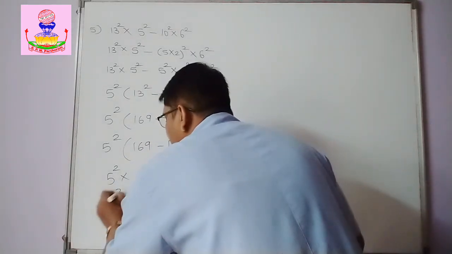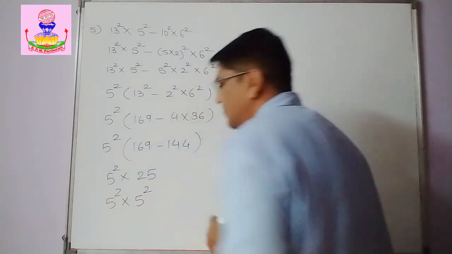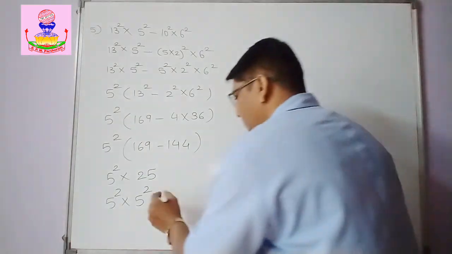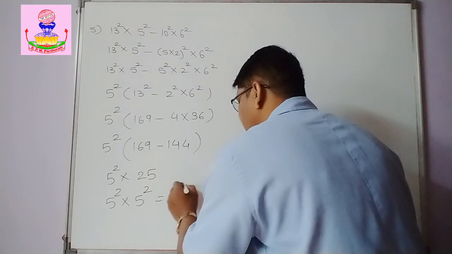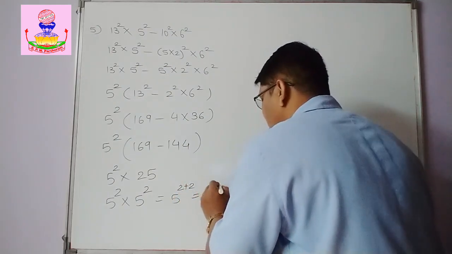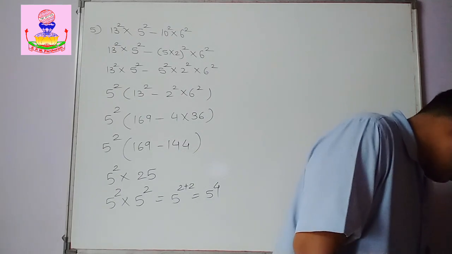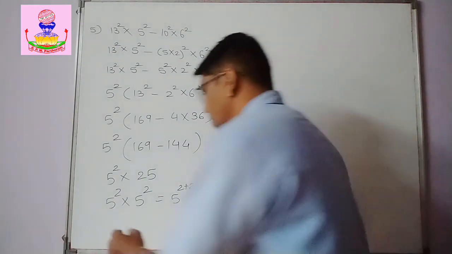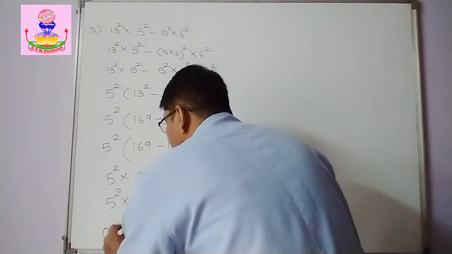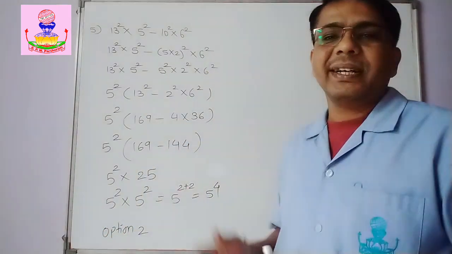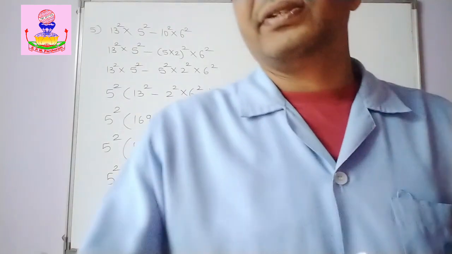So 25 I can write as 5 square into 5 square. Now a raised to m into a raised to n is equal to a raised to m plus n. So 5 raised to 2 plus 2, that is 5 raised to 4. So option number 2 is the right answer. Okay, so that is what the expected answer is.